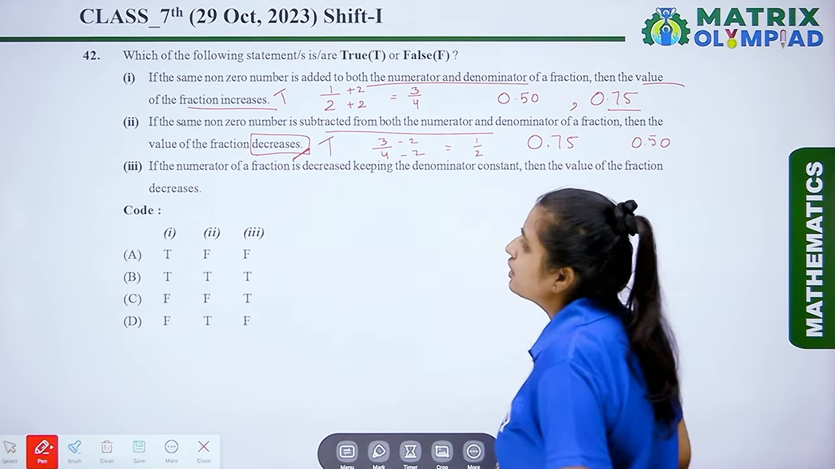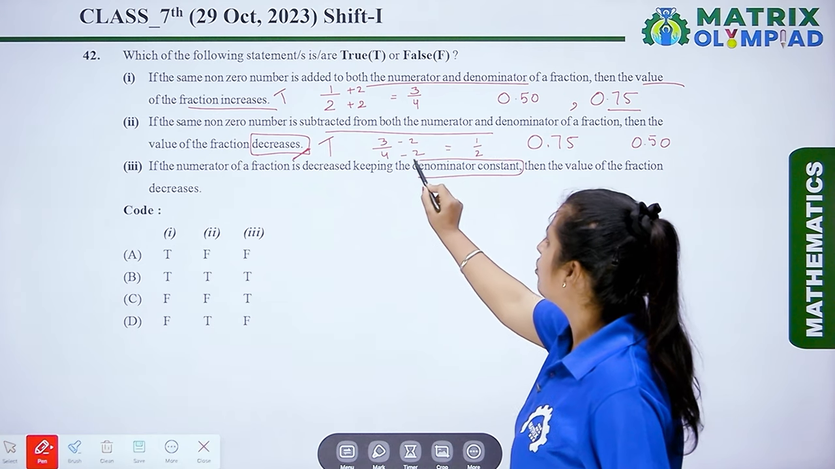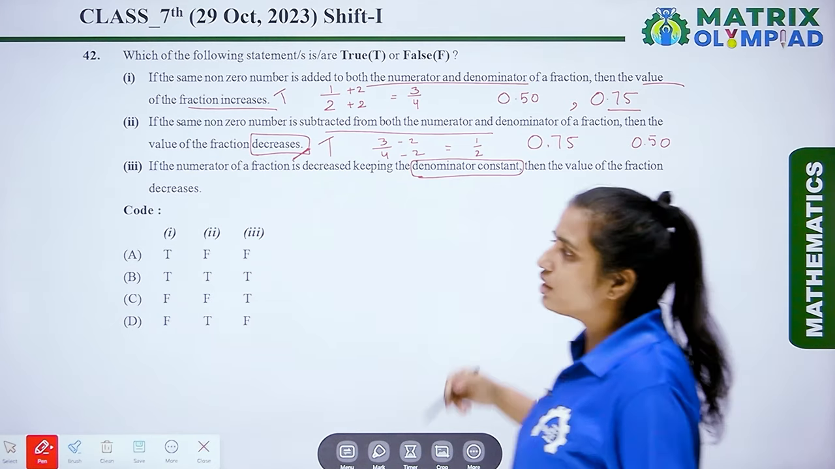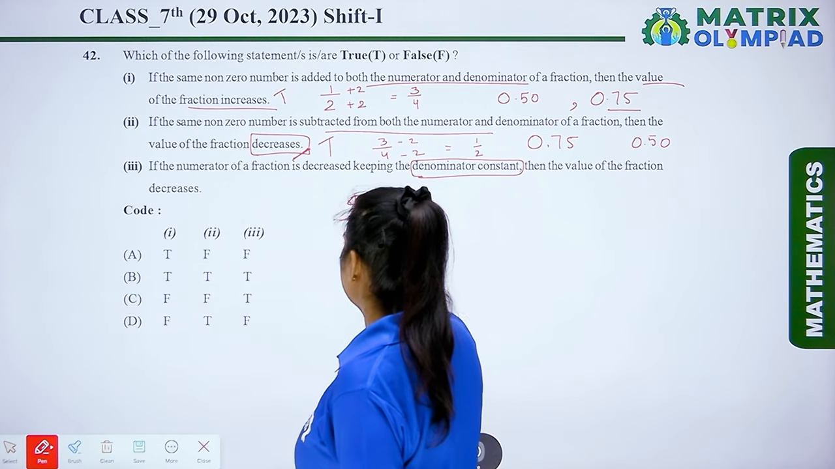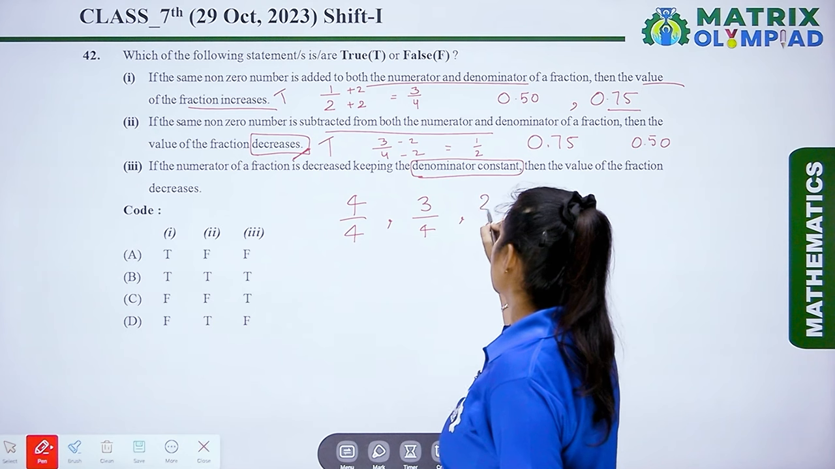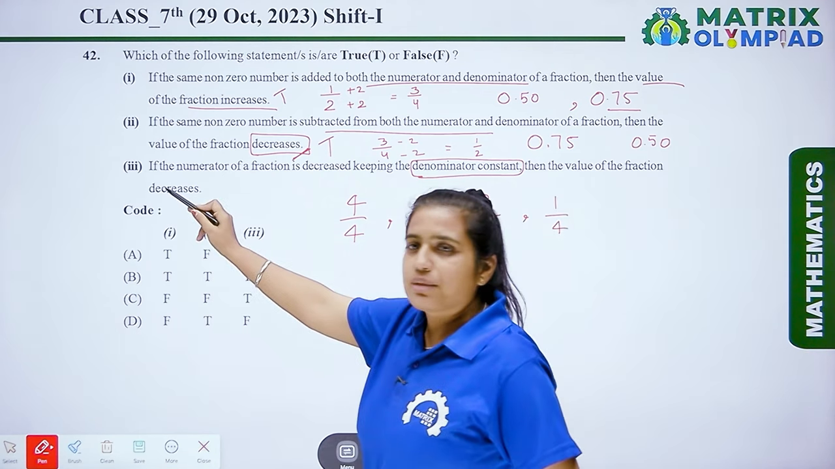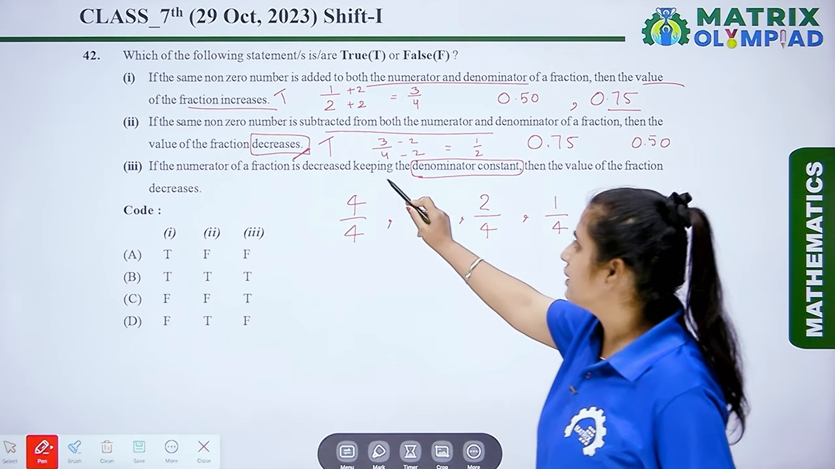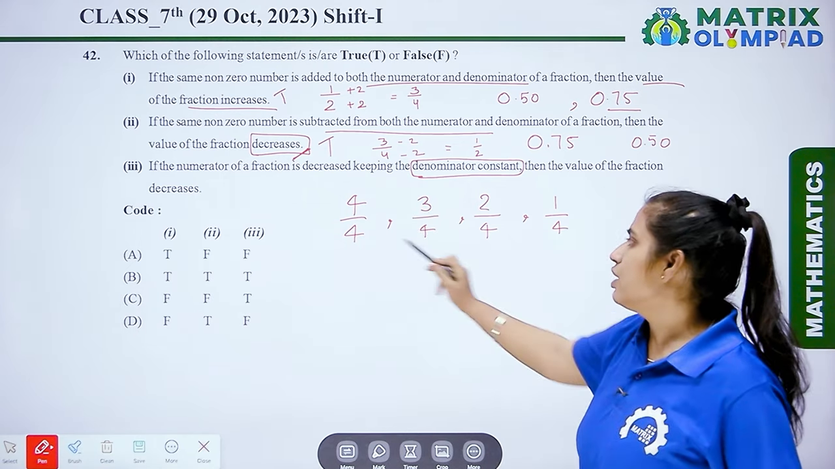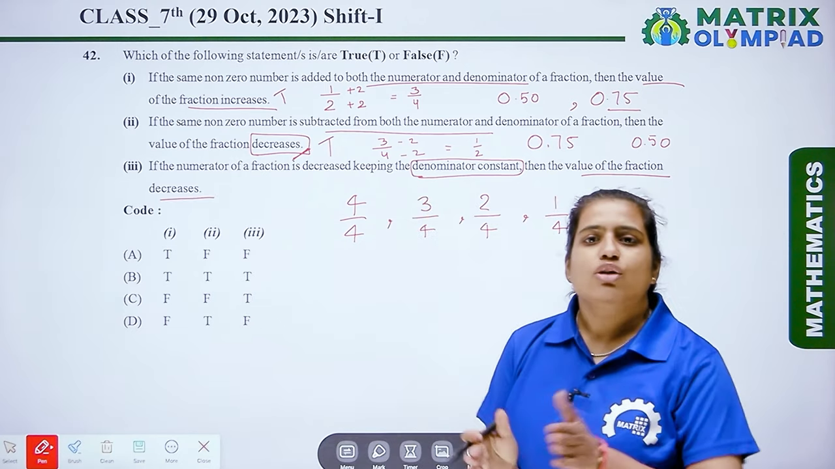Now, the third statement is, if the numerator of a fraction is decreased, keeping the denominator constant, then the value of the fraction decreases. Let's take a fraction, 4 upon 4, another fraction, 3 upon 4. Keeping the denominator constant, we are continuously decreasing the numerator. So, let's read the statement again. If the numerator of a fraction is decreasing, so we are decreasing the numerator. Here it is 4, 3, 2, 1. Keeping the denominator constant, now our denominator is constant, 4, 4, 4 and 4. Then the value of the fraction decreases. So, the value of the fraction is decreasing.